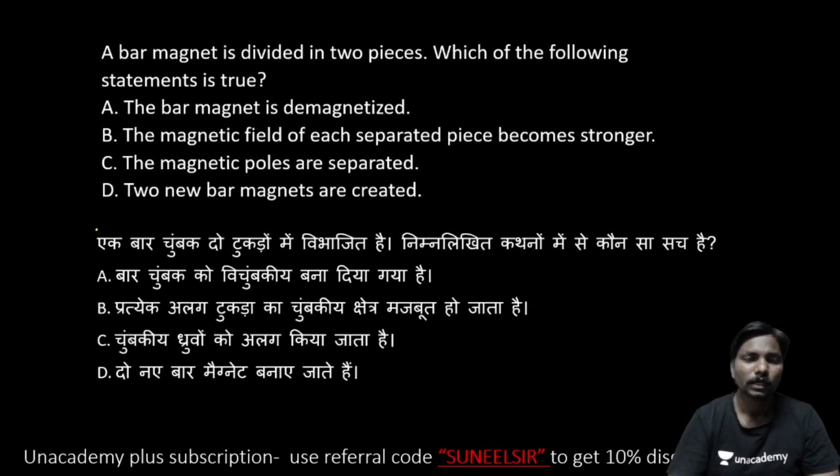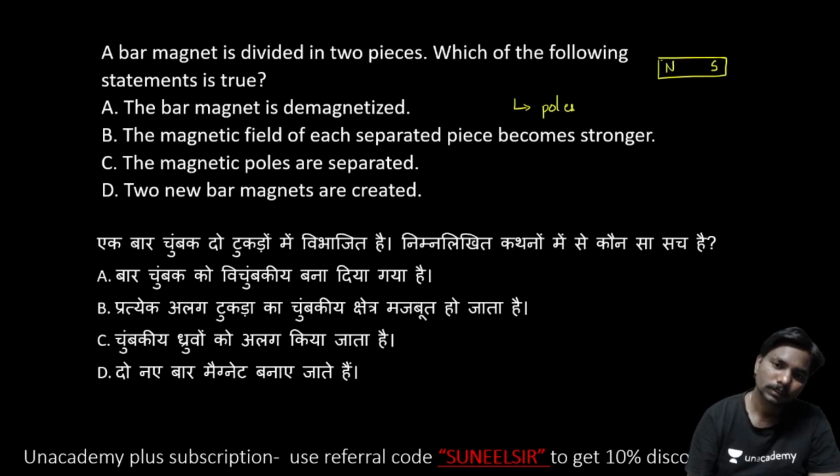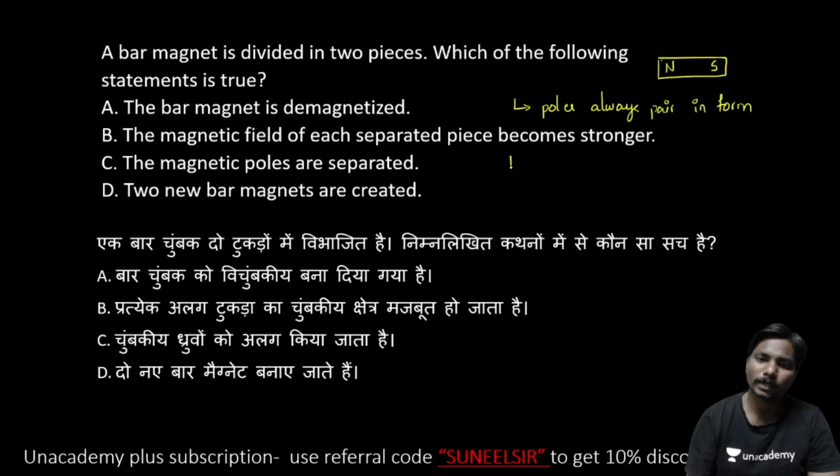Coming to the next one, a bar magnet is divided into two pieces. Which of the following statements is true? I already said in the case of a bar magnet, poles are always formed in pairs. That means a single pole may not exist.